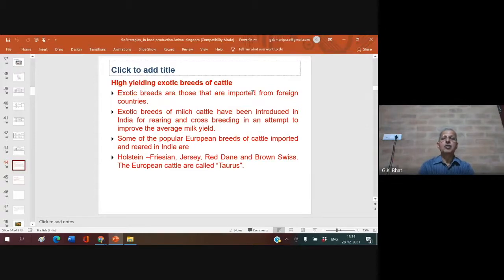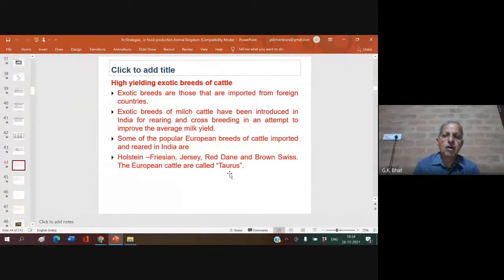And these are actually called exotic breed. Whatever exotic breed you have, they are not 100% pure exotic breed. Some of the popular European breeds of cattle imported and reared in India are, you must know these four, very important: Holstein Friesian, Jersey, Red Dane, Brown Swiss. These are the European cattle, and these belong to the race Taurus.